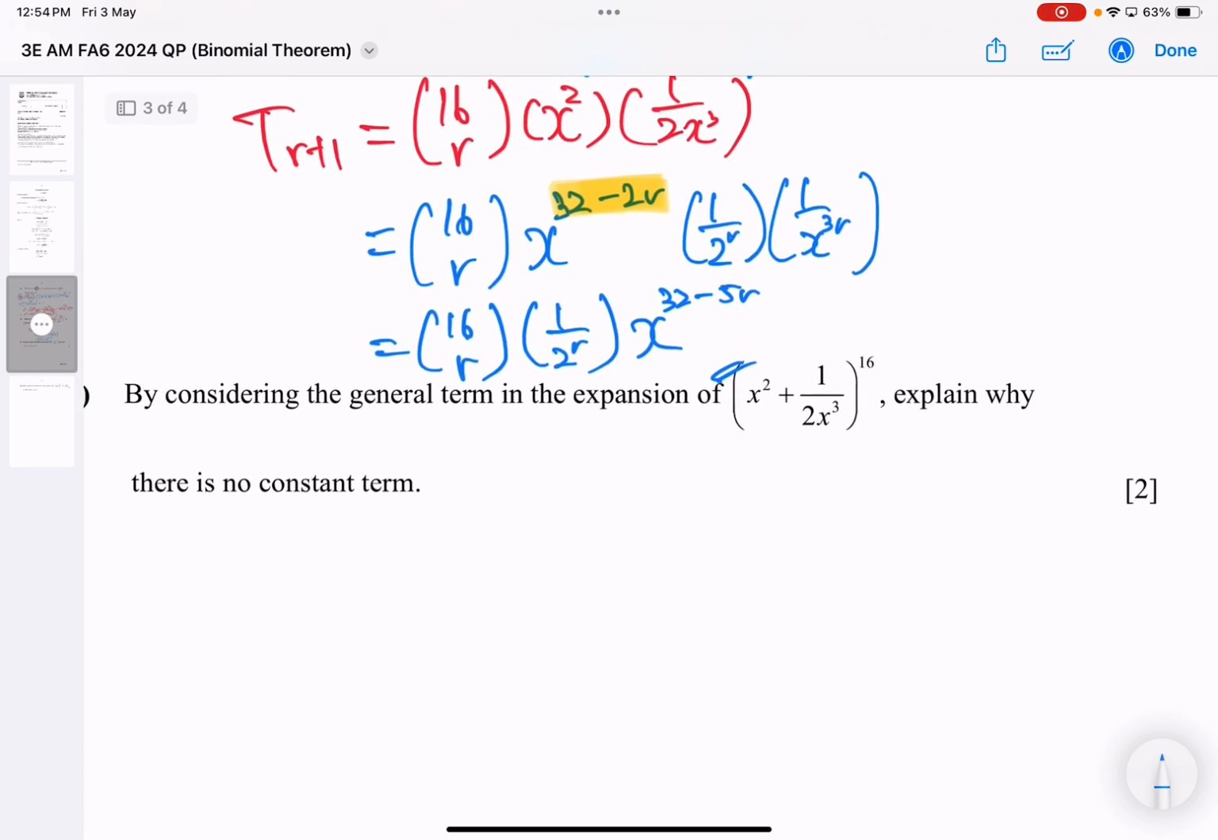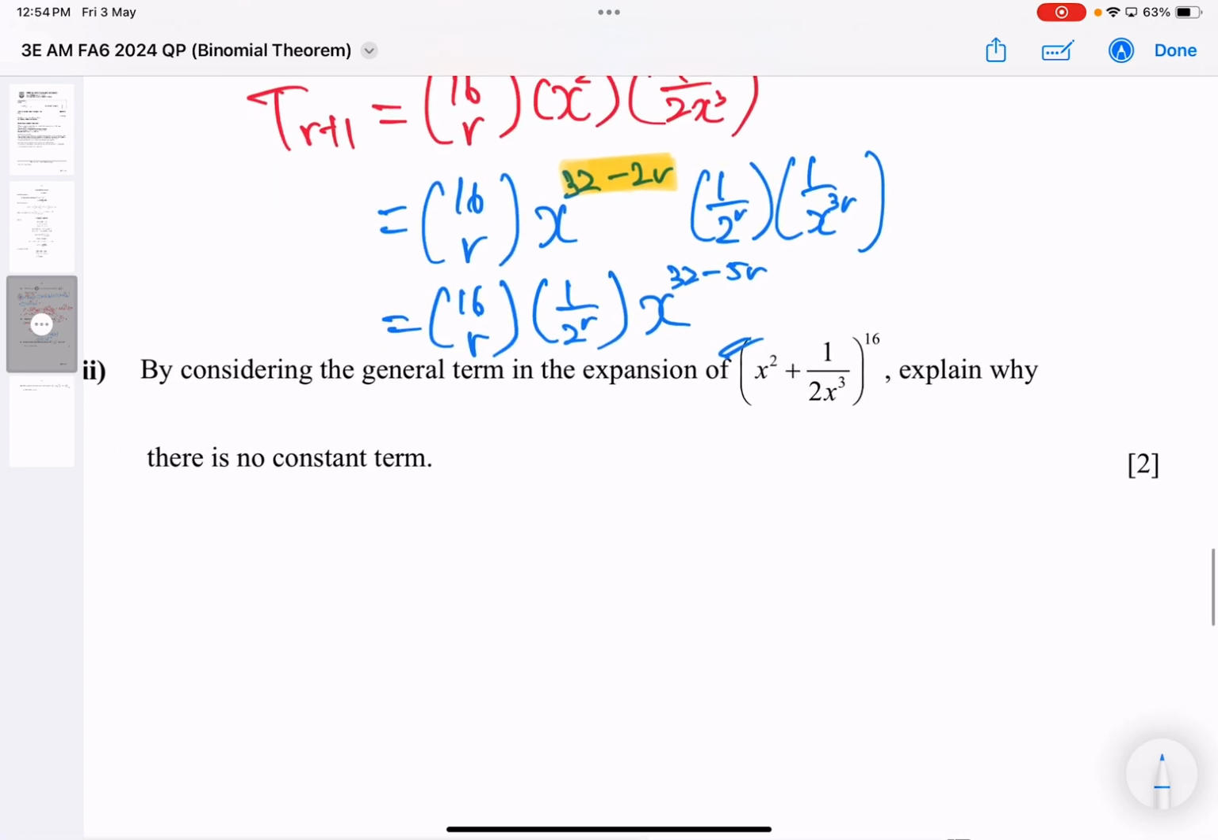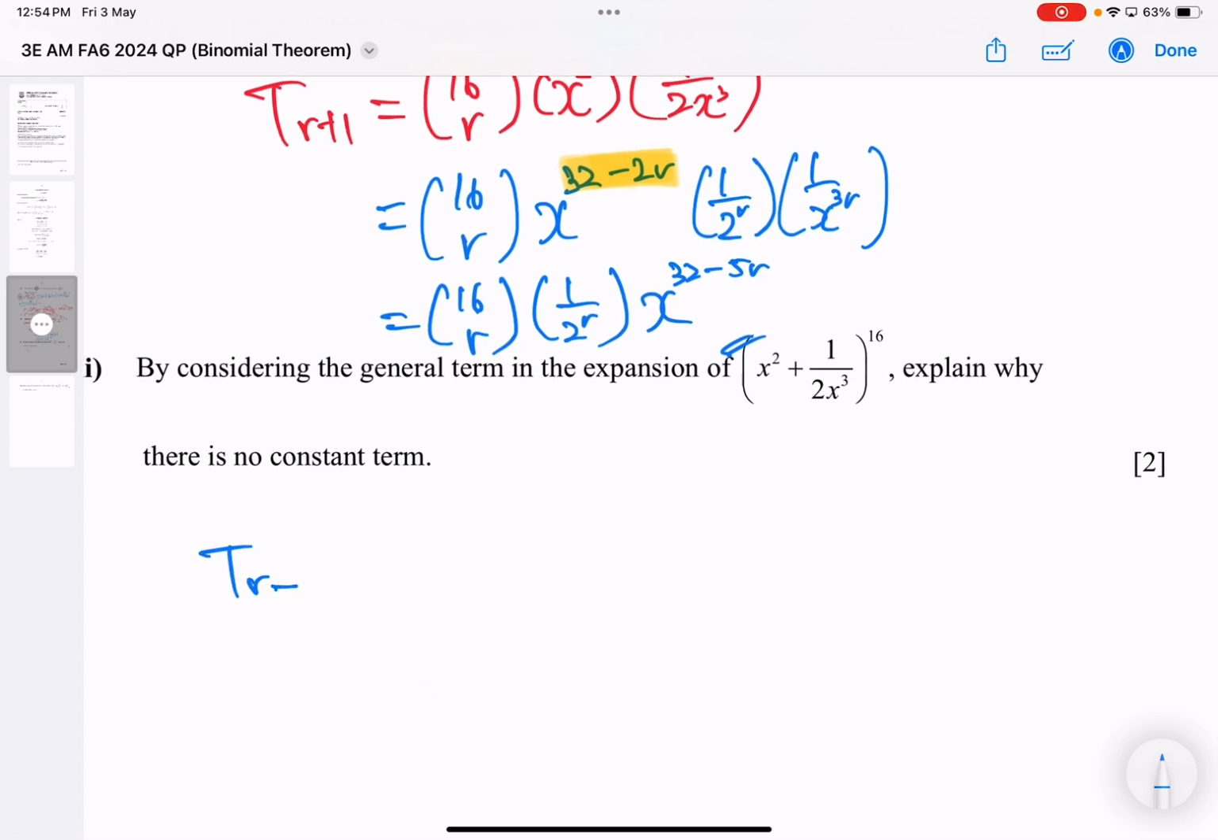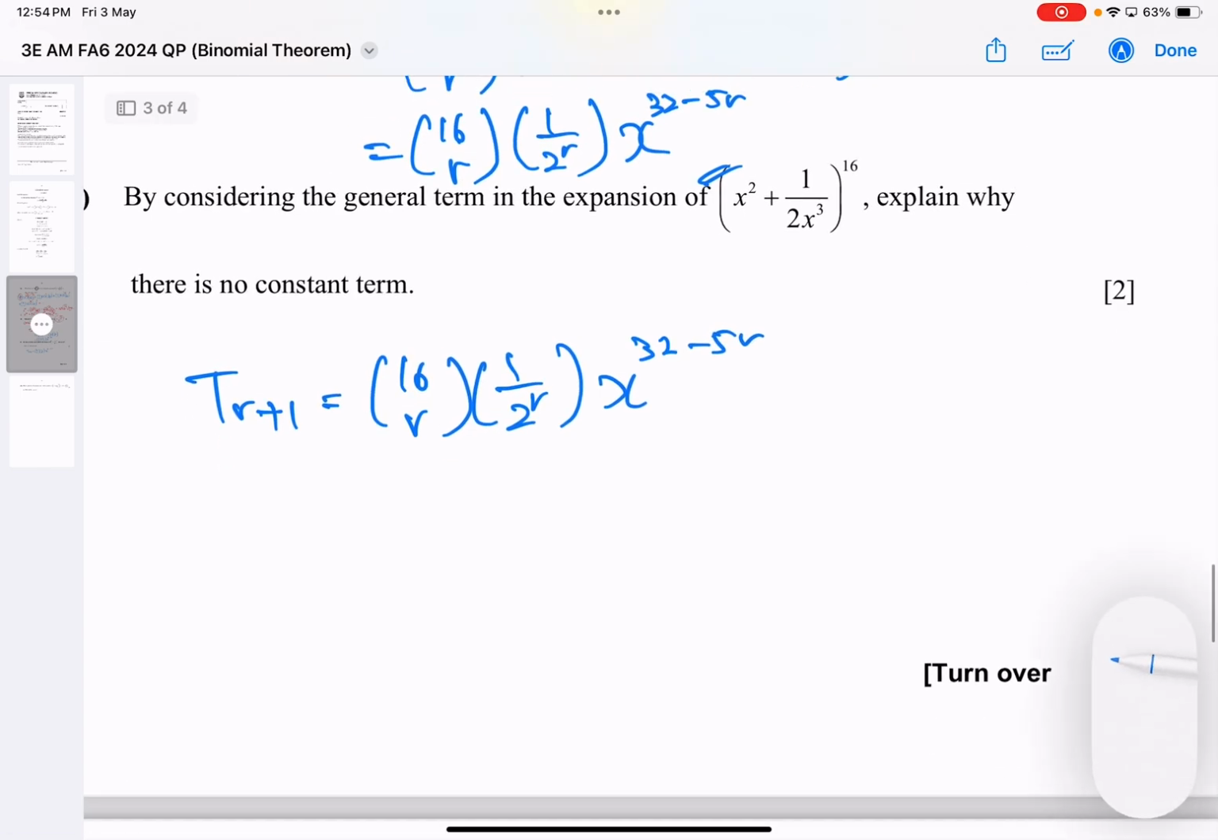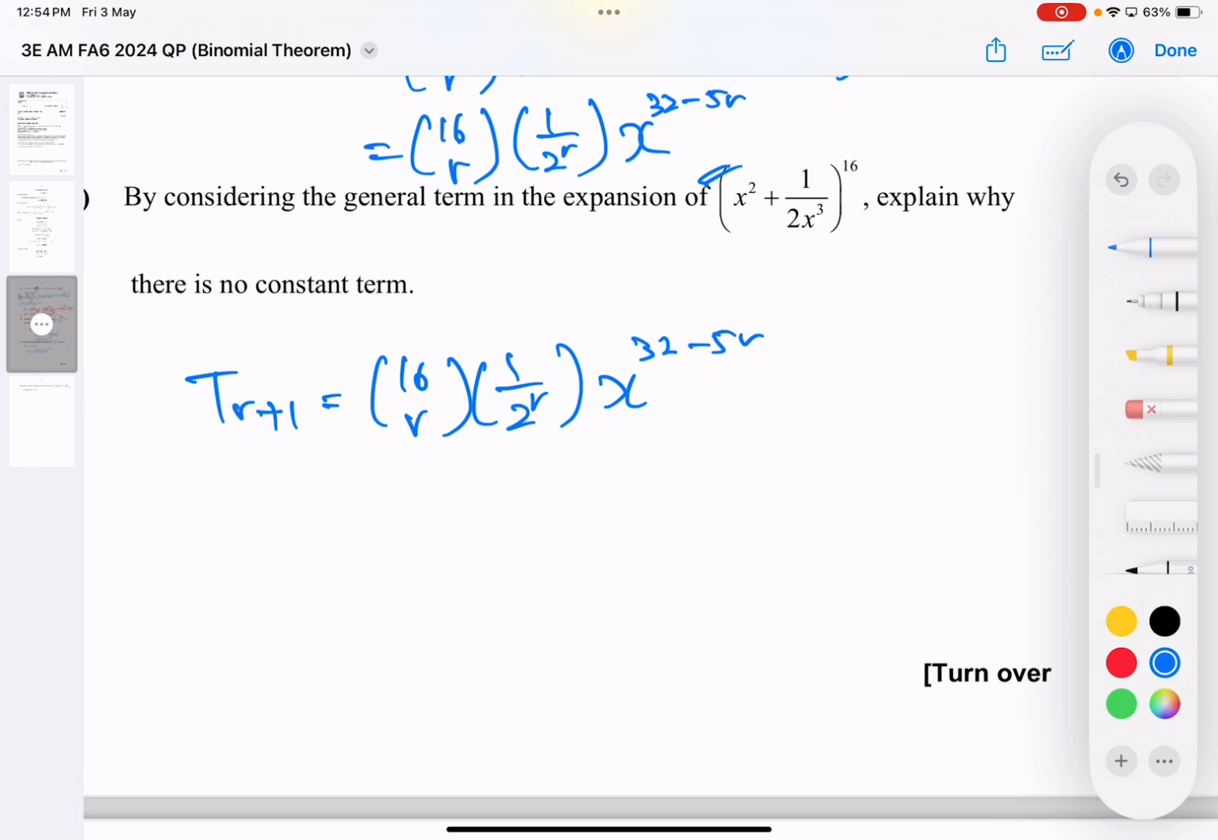By considering the general term of the expansion, explain why there is no constant term. So I know that the general term T_(r+1) is actually 16 choose r, 1 over 2 to the power of r, x to the 32 minus 5r. Now I need you guys to understand, for there to be a constant, can there be an x? No. Okay, I repeat again. When I need it to be a constant, I cannot have an x. If I cannot have an x, what do you think this power must equal to?